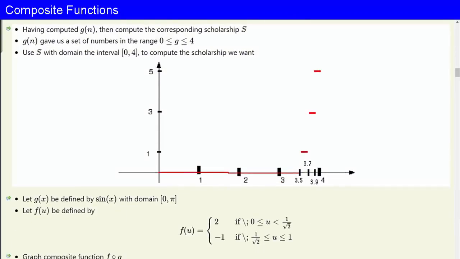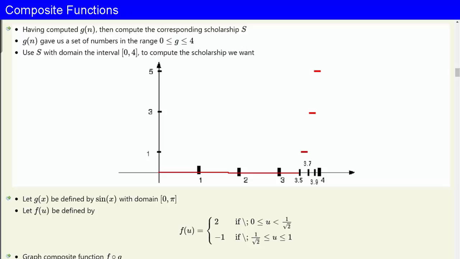Having computed g of n, we can then compute the corresponding scholarship S. This is a classic example of a composite function, evaluated by computing two or more successive functions in layers. In this example, the function g of n gave us a set of numbers in the range between 0 and 4.